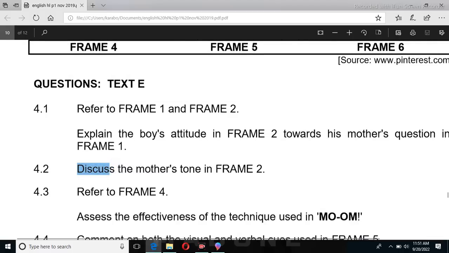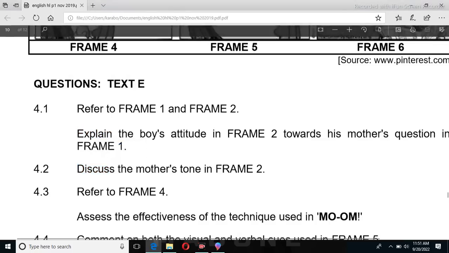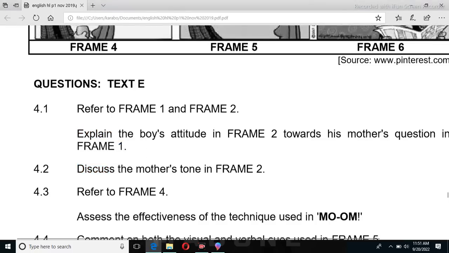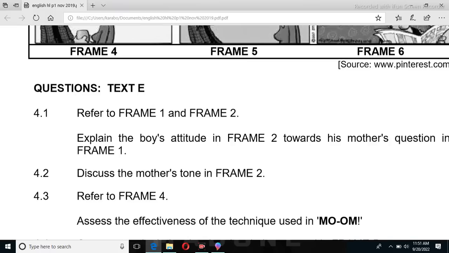All right, guys. Refer to frame one and frame two. Explain the boy's attitude. And guys, explaining, everyone knows what it is to explain. You are accounting, or should I say, you are just explaining why. Why is he doing that? For example, if they say, explain why you are short, and you're a life science learner, you'll say, the genetic coding, I am recessive. So you are explaining, you are justifying. So you just want to look at the boy's attitude. You identify his attitude, then you justify it.